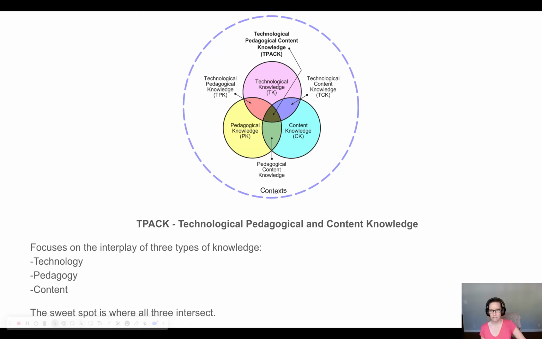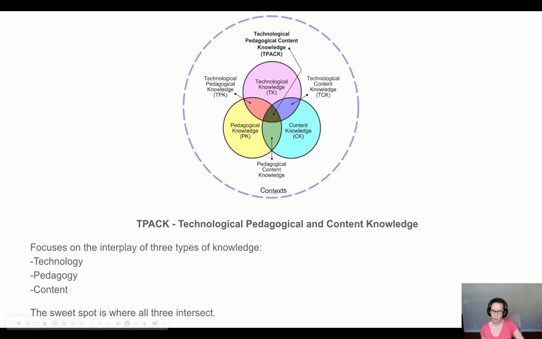So if you look at our image here, you've got your technological knowledge. So this is you understanding the technology. Then you have your content knowledge. This is your math, your science, your social studies, your reading, all the content that you teach. You have that knowledge. Then over here you have the pedagogy, the strategies, the tips, the tools, all the things that you know how to do to reach your students.